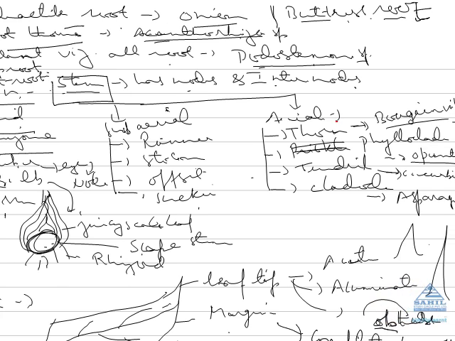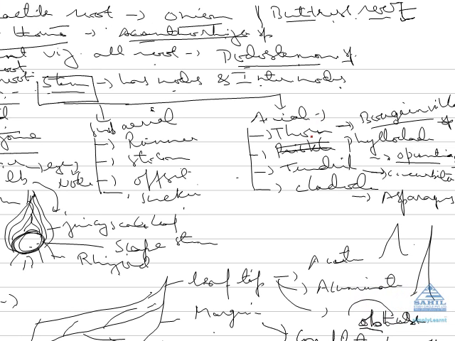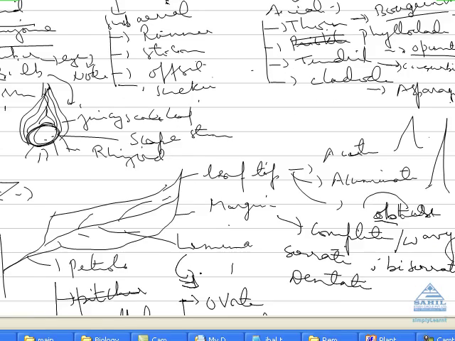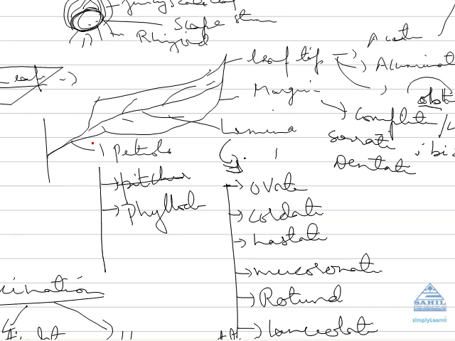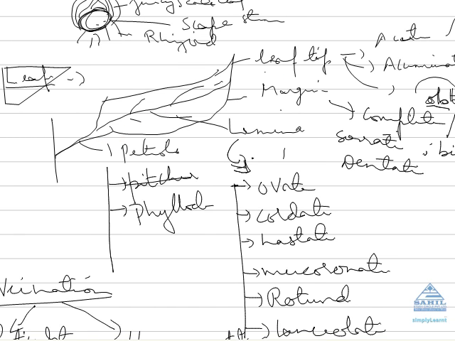Then coming to aerial modification of stem. In aerial we have thorn, example in Bougainvillea. Phylloclade example Opuntia. Tendril example Cucurbita. Cladode example asparagus. Now coming to the leaf. In the leaf we have different parts. Petiole: if a leaf petiole is present, we call it petiolate. In the leaf we also have a side known as the leaf tip.